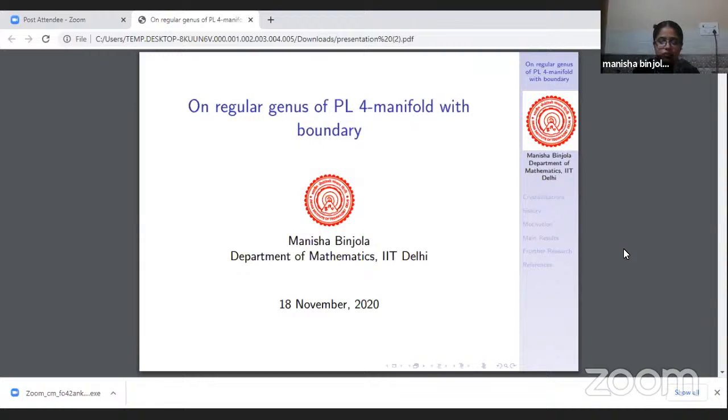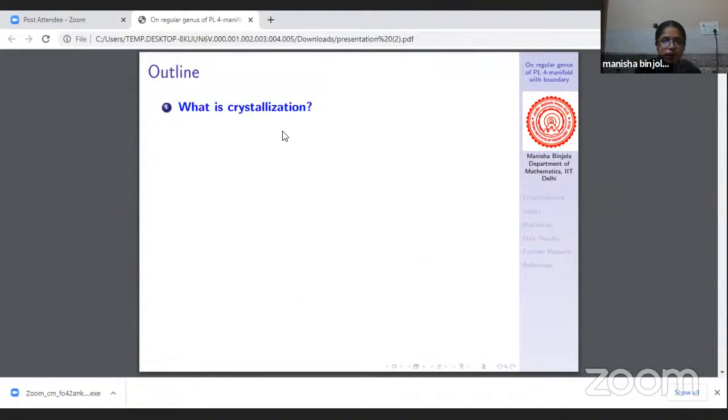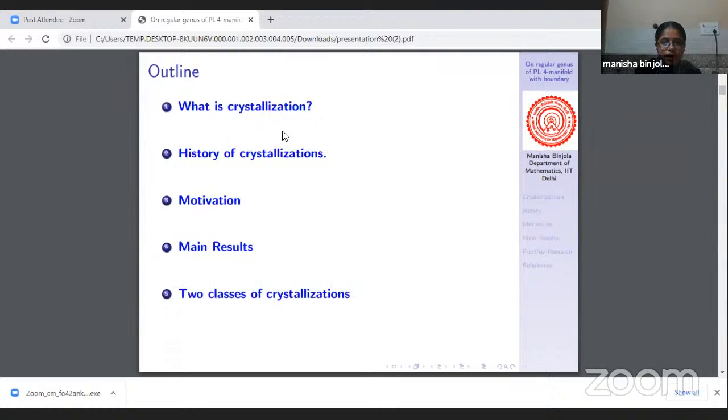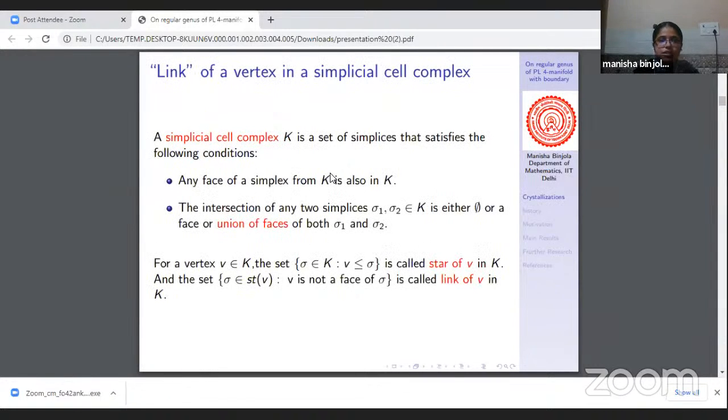Good morning, everyone. First, I would like to thank the organizers for giving me this opportunity. I will be talking on regular genus of PL4 manifolds with boundary. I will define this term regular genus later in coming slides. The outline is crystallization, its history, then what motivated us to write this paper, then main results, and then I will give two classifications of crystallizations and what can be further problems to be solved using this theory.